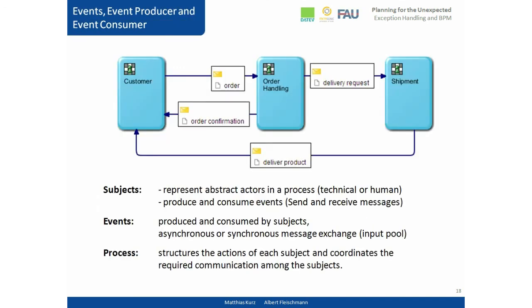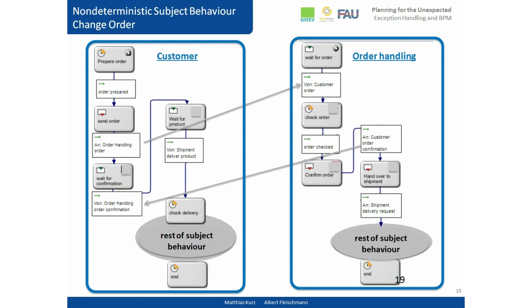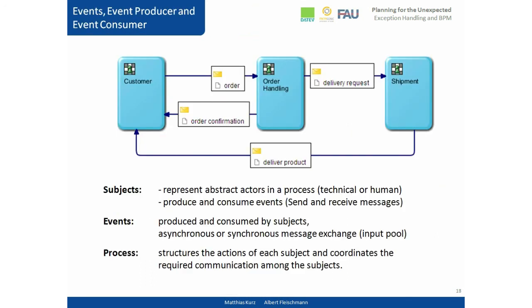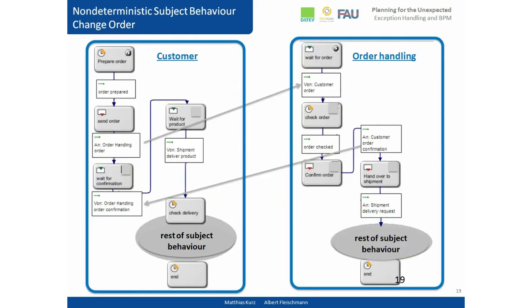Here, a short tutorial about parallel activity specification scheme. You have the subjects, you have the messages between the subjects, and sure you know how you describe the behavior of the various subjects. I have a very simple example. A customer orders something and the order is checked by order handling, and then order handling asks the shipment department to deliver the product. And here you have the behavior of two subjects.